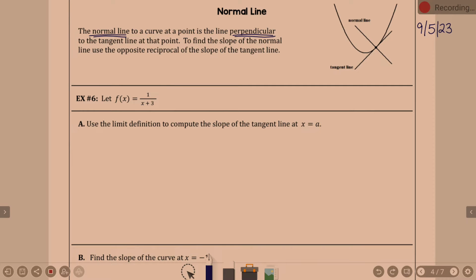So let's look at example 6. Use the limit definition to compute the slope of the tangent line at x equals a. Now, I can't arrow back because I know I deleted the pages, but when it says the limit definition, we're using the limit definition on page 83. The limit as h approaches 0 of f of a plus h minus f of a all over h. That is our limit definition of slope. And that's what we're going to be doing here.